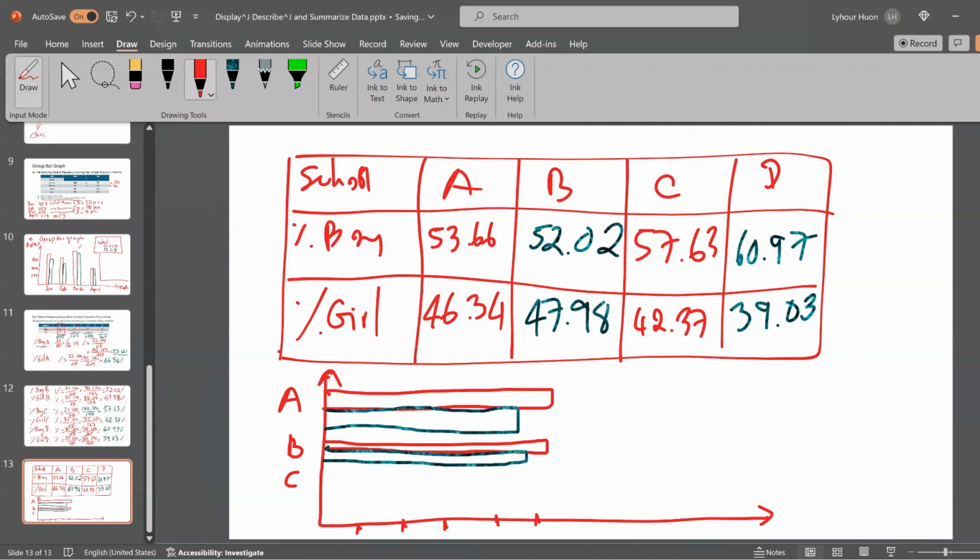Then C. The percentage of boys will be 57, while girls is 42. And the last one for D. The percentage of boys is 60, while the percentage of girls is only 39.